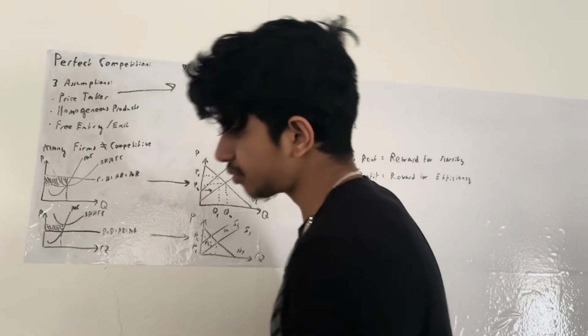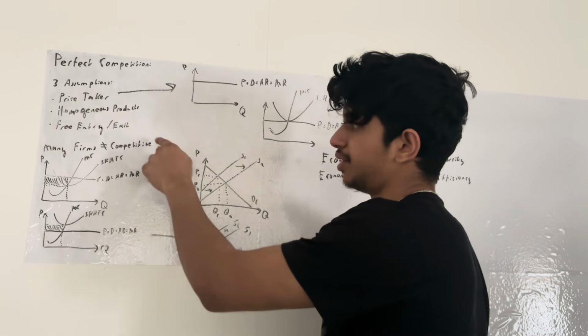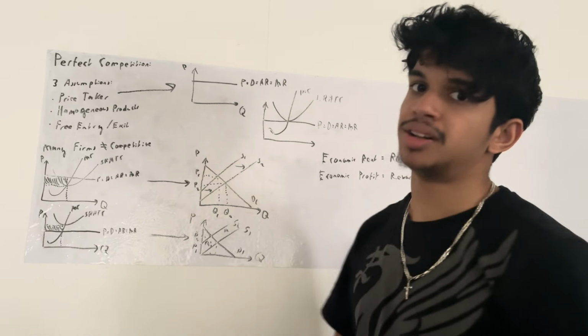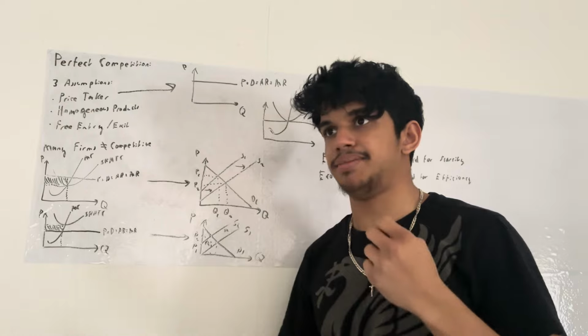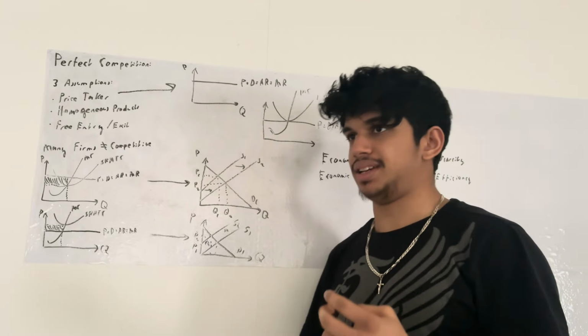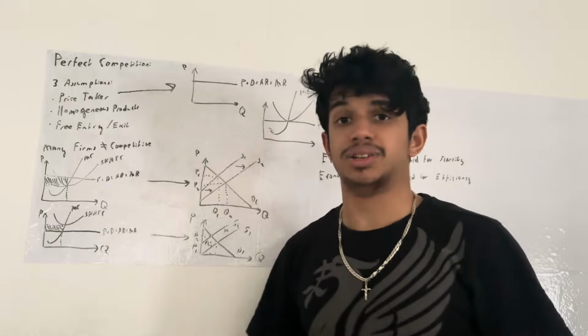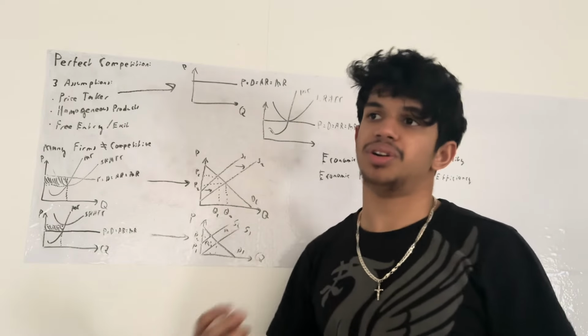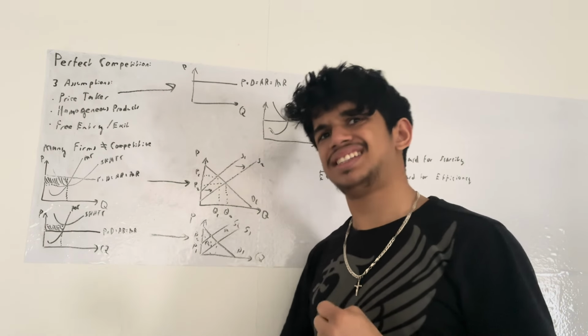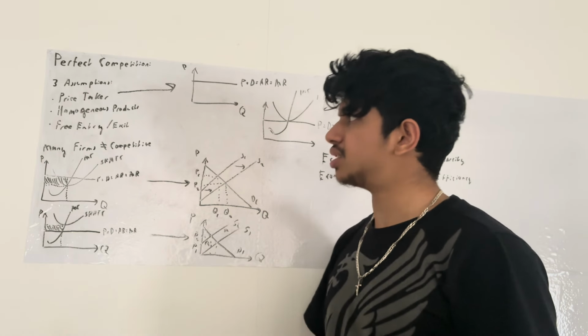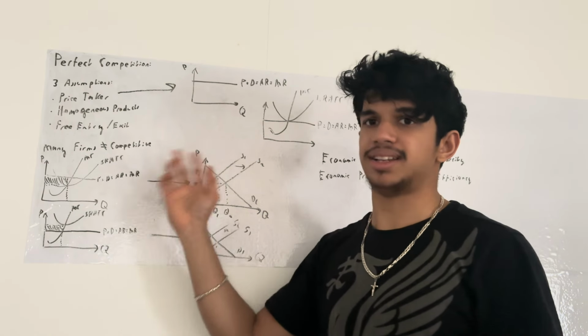Okay. Like I said before, many firms does not equal perfect competition, because they can be colluding. Basically, when you collude, essentially you're making the rules of the game. You're fixing things to your own benefit, and it is seen as anti-competitive behavior. So that's why it can still be uncompetitive.